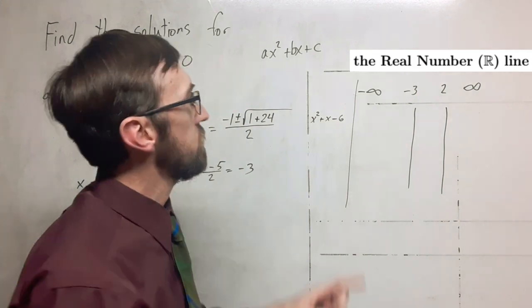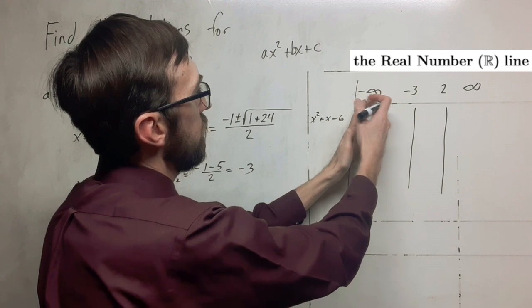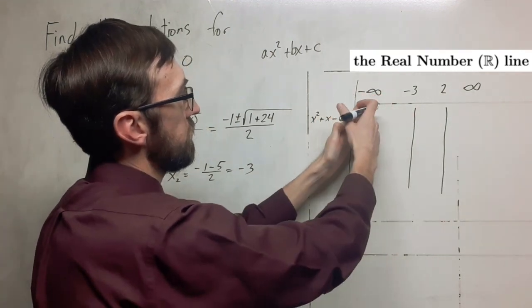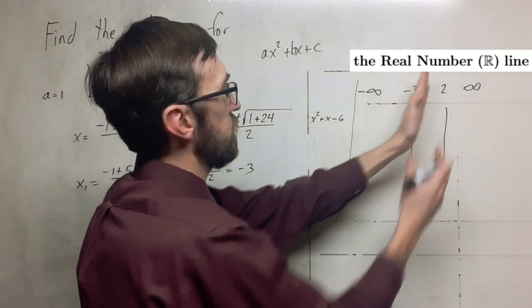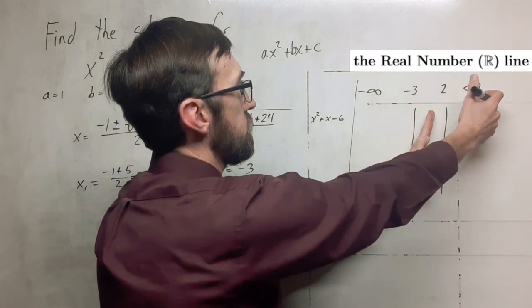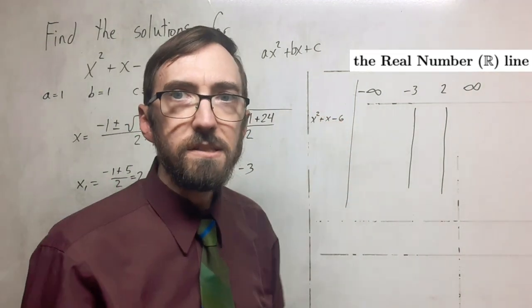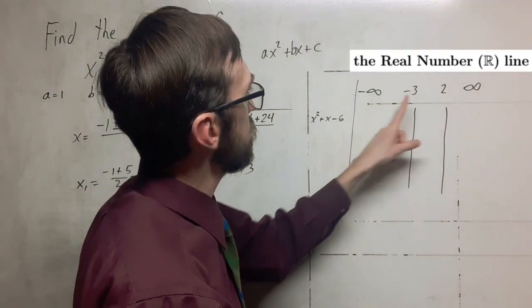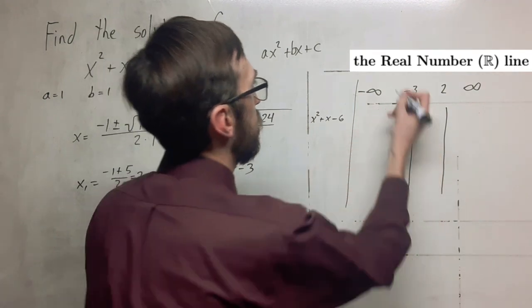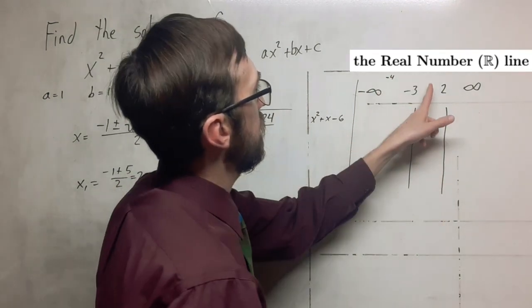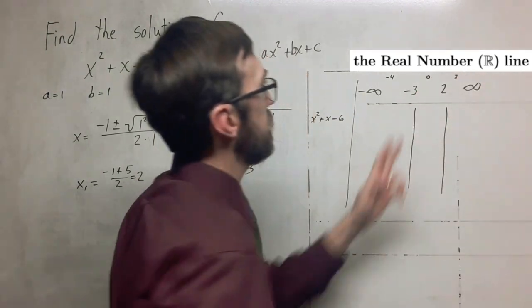So the next thing that I want to do is I want to choose a test point from each of these intervals. So moving from left to right, going from -infinity to -3, I want to pick a number in here. Moving from -3 to 2, I want to pick a number in here. And then from 2 to infinity, I want to pick a number in there. And then I'm going to plug those in as test values. So we don't have to get too fancy with these. I'm going to pick -4 for my test value here. I'm going to go with 0 here, and I'm going to go with 3 here.